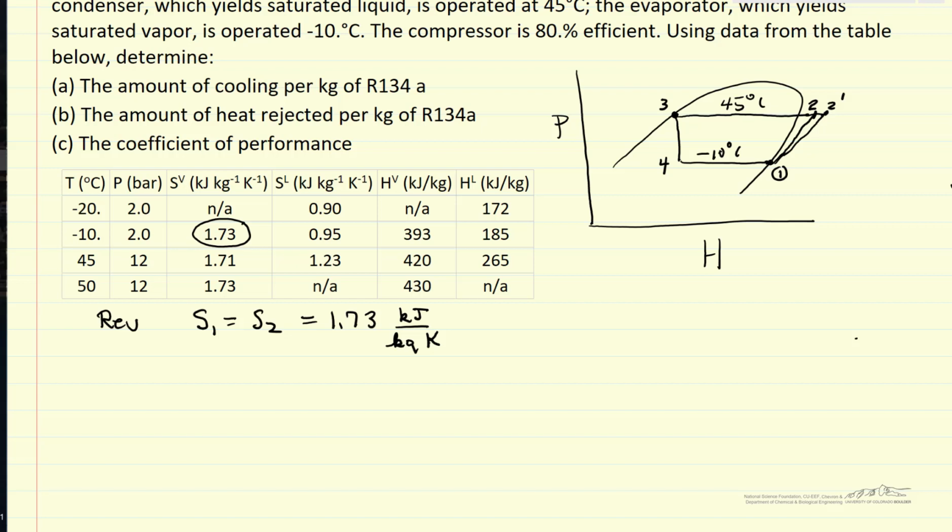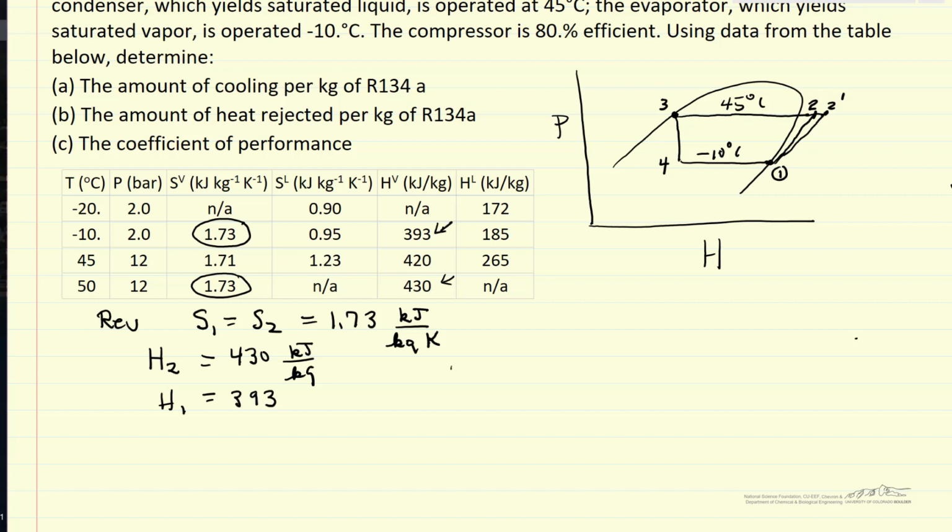Well, the pressure is 12 bar because we can see here the 12 bar, that's for the case where we have liquid and vapor. So 45 degrees is the saturation temperature. We're at a higher temperature, but the same pressure. So here is the value corresponding to our condition, S2. This means we know the enthalpy at 2, and that's 430 kilojoules per kilogram. Well, enthalpy at 1, the saturated vapor at minus 10 degrees, is 393.